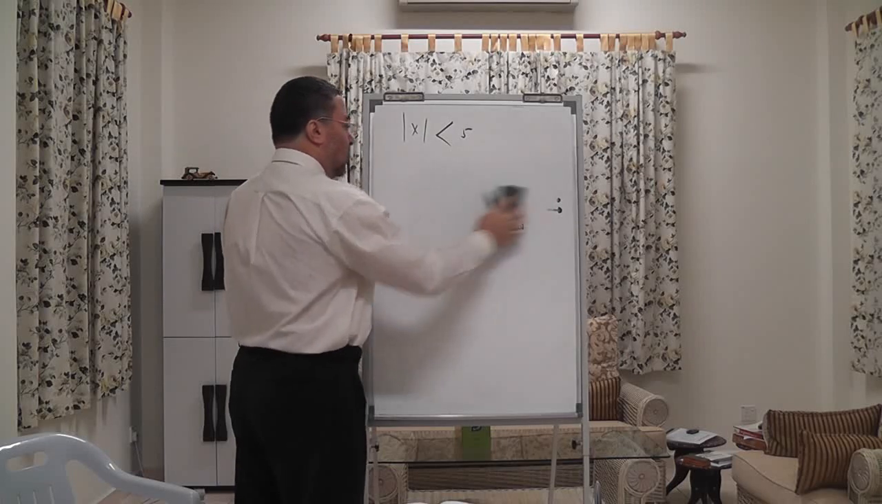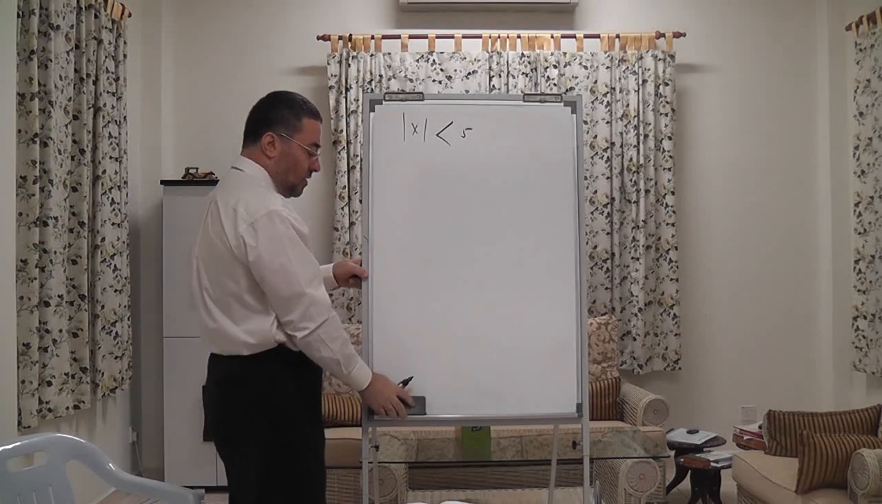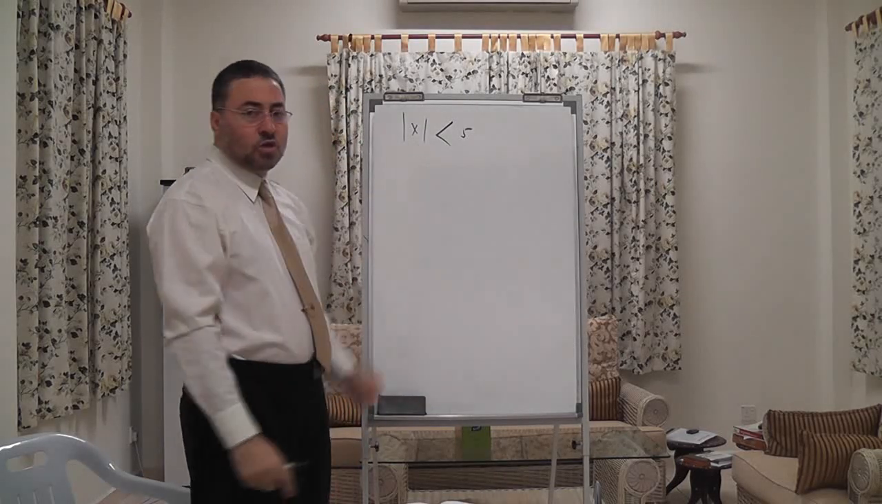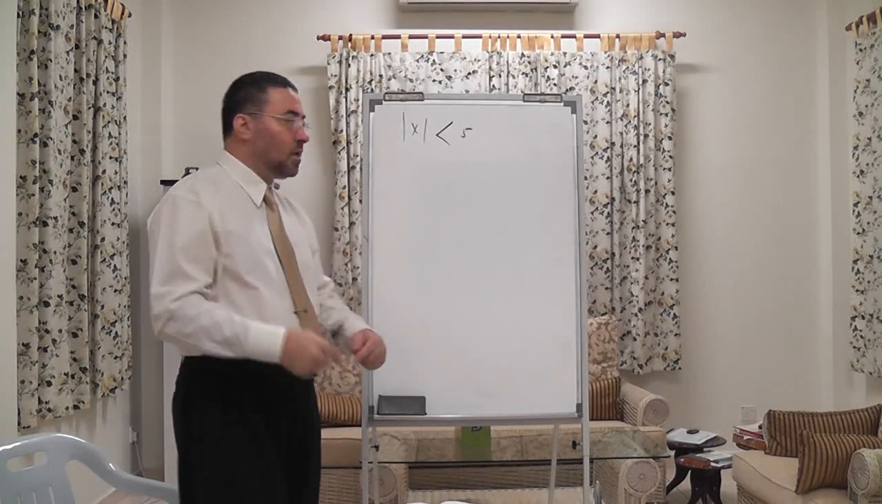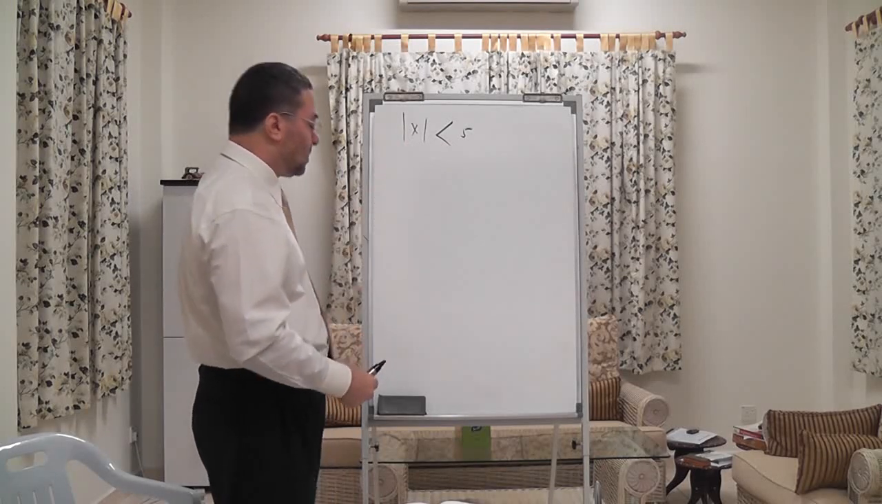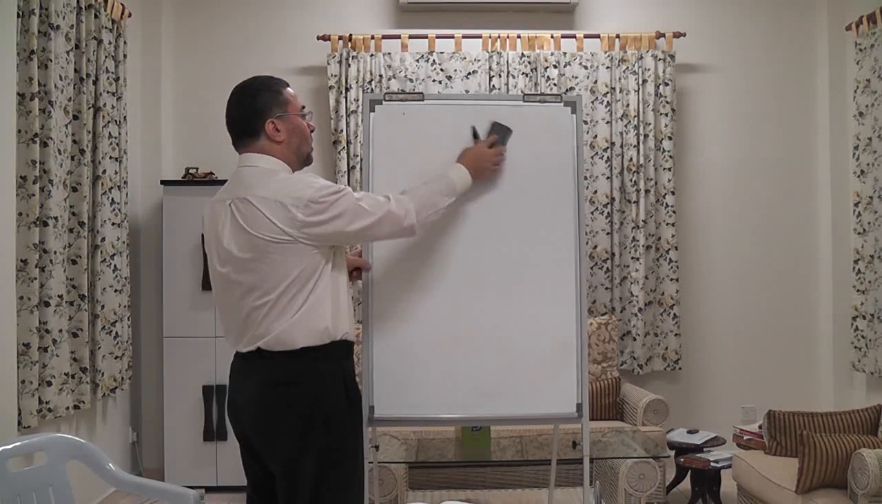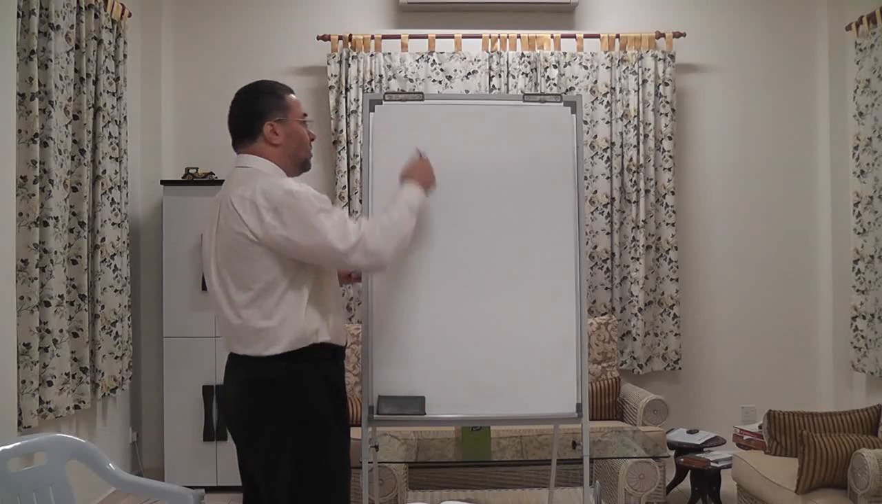So in this case, where we have less than, this translates into a conjunction, and we have to solve both inequalities to get the final solution for this inequality. So let's take another example.